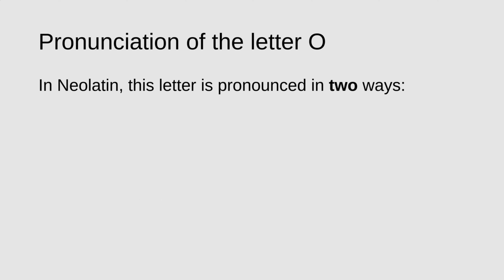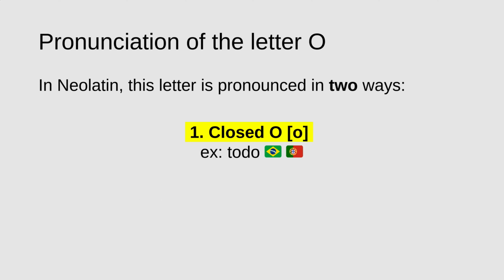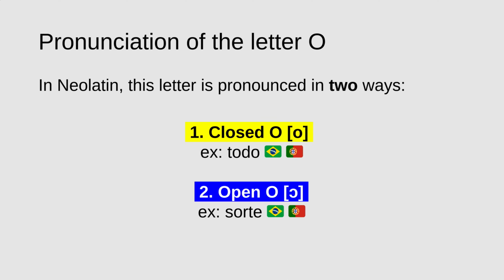The letter O can be pronounced in two ways. The first way is a closed O, like in the Portuguese word todo. The second way is an open O, like in the Portuguese word sorte. In the case of the open O, you can also think of it as being like the O you hear in the English word quarter.